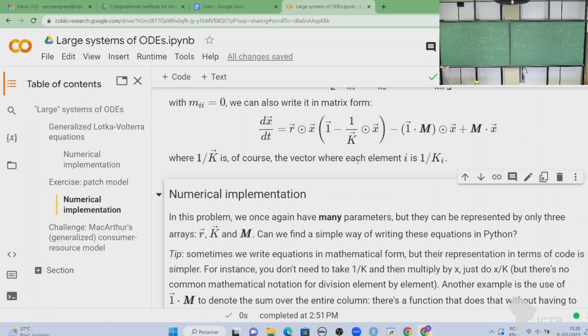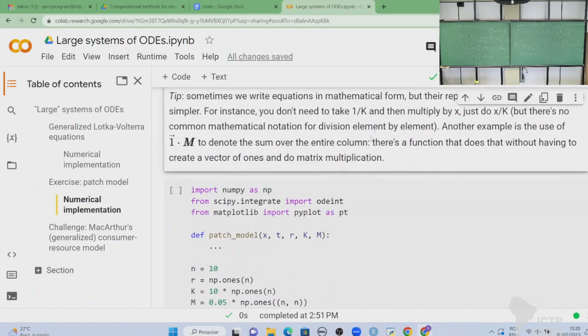So once again, we have many parameters. If I have a system, for instance, of 6 patches like this, I have 6 values of the growth rate, 6 values of the carrying capacity, and all of the migration rates, right? So we have a 6 by 6 matrix of migration rates, except for the diagonal that is 0, right? So I have 30 more parameters, okay? So it's a lot of parameters, but I represent them with only 3 arrays, right? Only R, K, and M, okay? Okay, good. And now I have this, right?